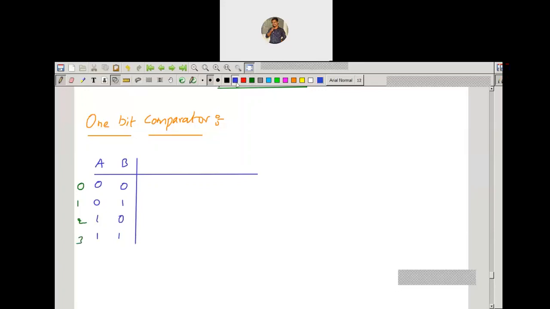And what are the possible outputs here? For any comparator, you're going to have three outputs: A greater than B, A less than B, and A equal to B. So these three are the possible outputs: A more than B, one possibility, A less than B, and A equal to B. Okay.